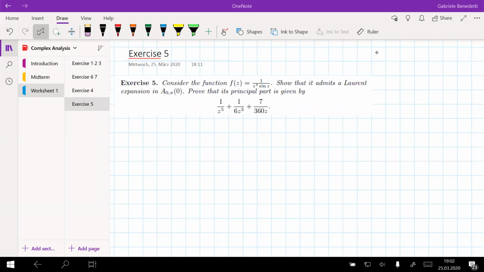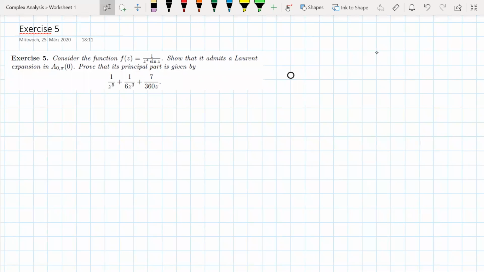Welcome everybody to exercise 5 in the first worksheet. So in this exercise, we are going to consider the function f of z equals 1 over z to the 4 times sine of z. We want to show it admits a Laurent expansion on an annulus with inner radius 0 and outer radius pi and center 0.